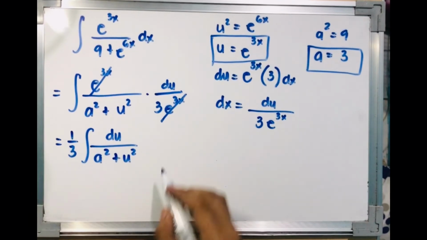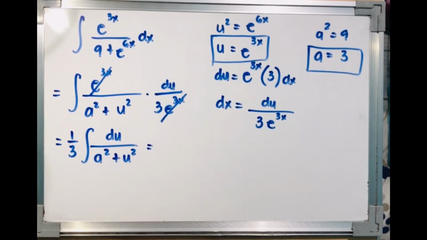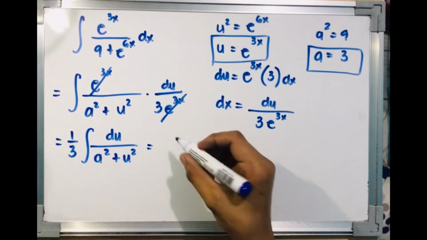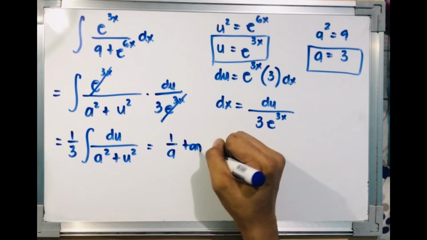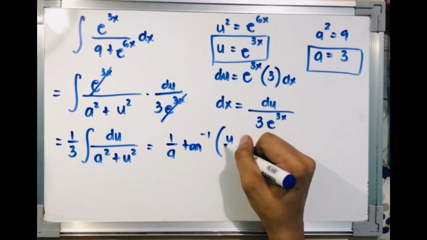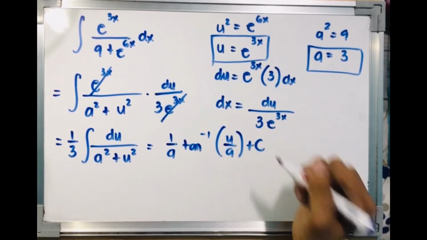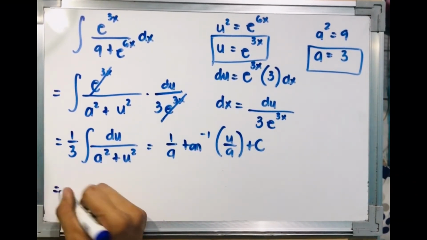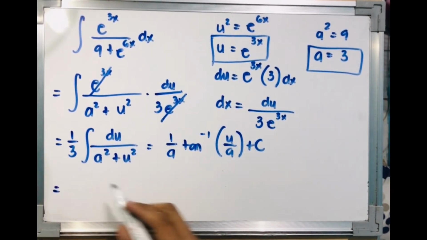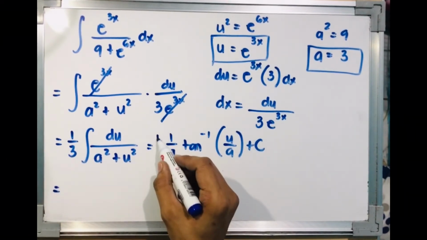Okay? At maaalala natin, aling formula to? This is the second formula of the inverse trigonometric functions, which is 1 over a arctangent of u over a plus c. Dali lang siyang i-memorize pag paulit-ulit mo siyang sinosolve. Okay, let's substitute. Yung 1/3 natin, nakalimutan natin ilagay.